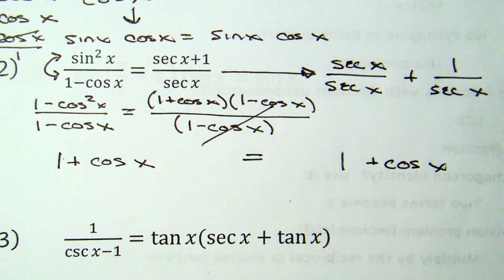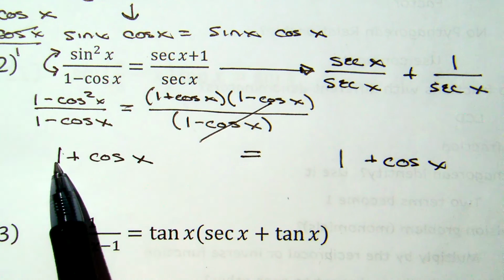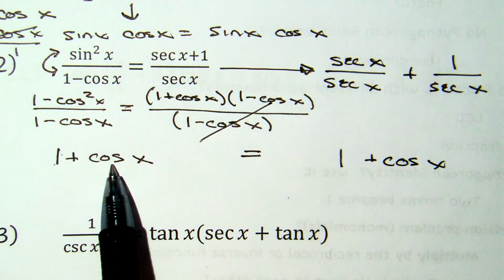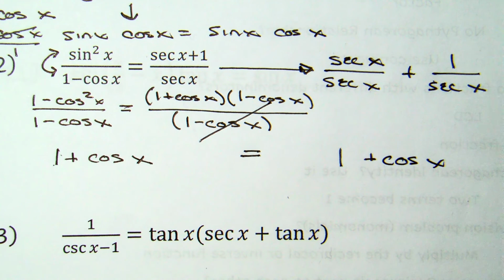So if you get to a point when you're working with one side and you're like, man, that's pretty simplified. And what I mean by simplified is you got a number and you only have sines and cosines and there's not really anything else you can do, then you will jump over to the other side.